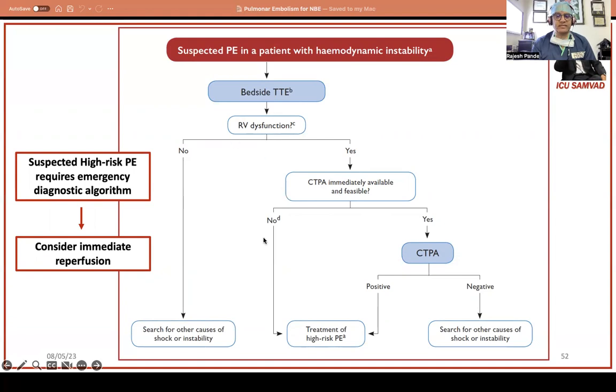You have confirmed from this that no, it is not available, or the patient is far too sick to be shifted, so start treating for high-risk pulmonary embolism. Do not fight with other units or consultants that I will not thrombolyze or start anticoagulation without a CTPA. If RV dysfunction is not there, then search for other causes for shock or instability. So this diagnostic algorithm is basically telling us which patients will require immediate reperfusion.